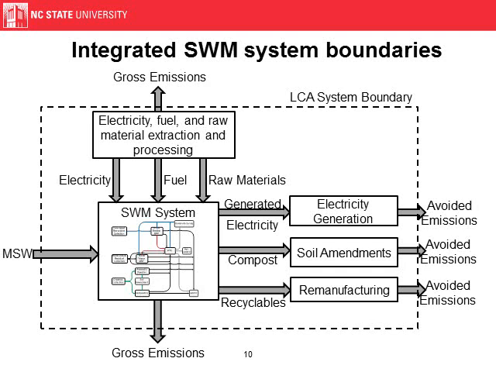When we look at our entire system from a life cycle perspective, we start with municipal solid waste coming in to our solid waste management system that I showed a couple slides ago. Our solid waste management system has some direct gross emissions, things like tailpipe emissions from collection vehicles or landfill gas emissions, but then there's also electricity, fuel, raw material extraction and processing used in the solid waste management system, and then electricity, fuel, and raw materials has emissions associated with it. And then in our solid waste system we can also generate electricity or compost or recyclables, and then each one of those has benefits and leads to avoided emissions.